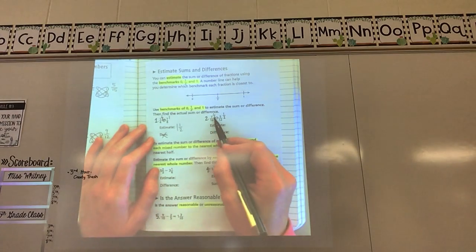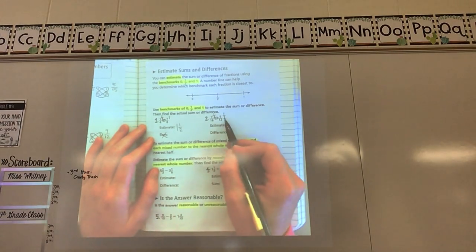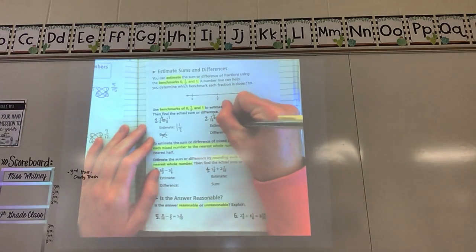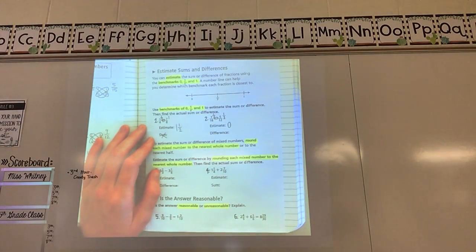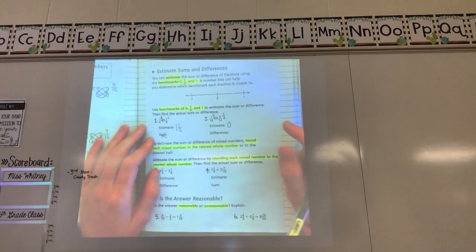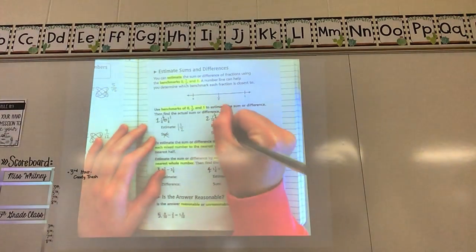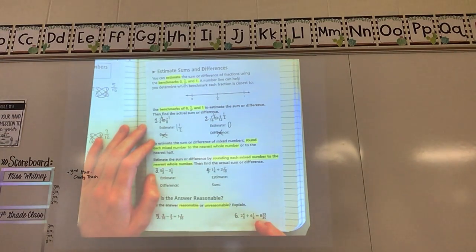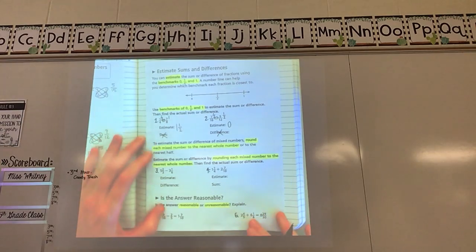So what is 1/2 minus 1/2? That would be 0. So my estimate would be 0. Whenever I solve this problem for real, my answer should be pretty close to nothing. So it's going to be a very small fraction because I'm estimating that it's about 0. Remember, today we're just focusing on estimating, so we're not going to do the real answer. We could, but we're just going to focus on estimation.